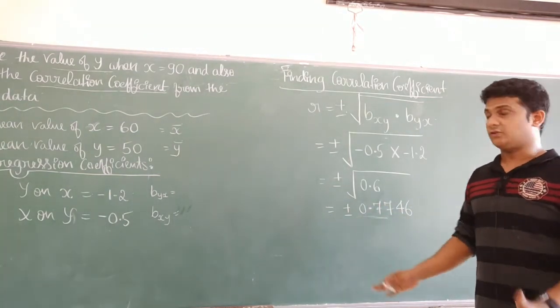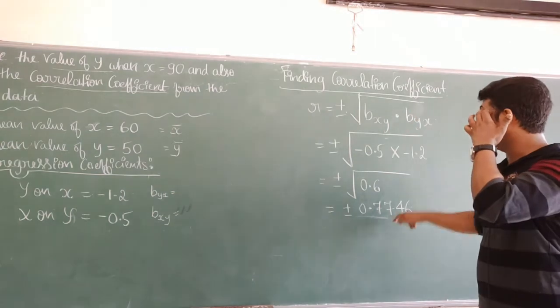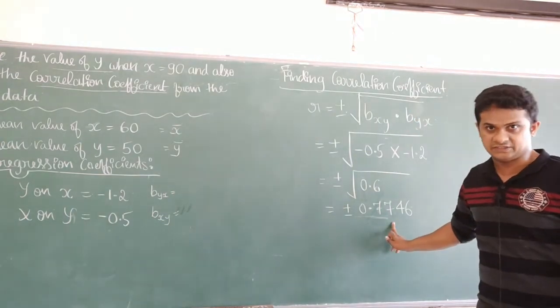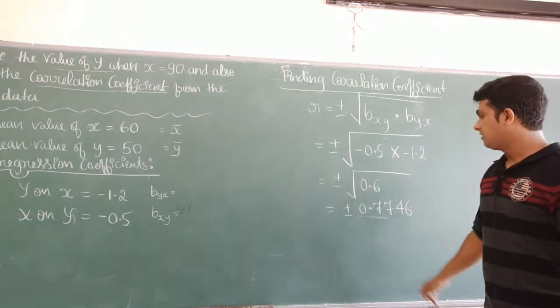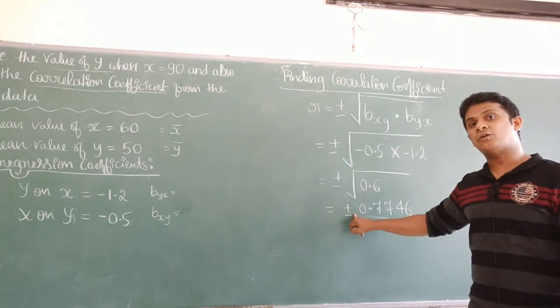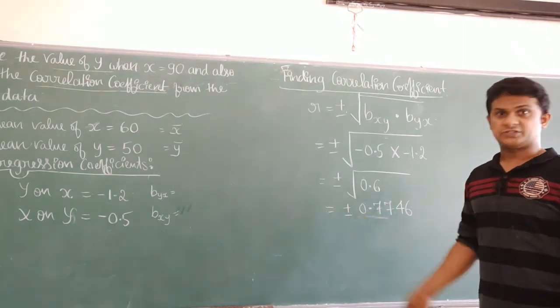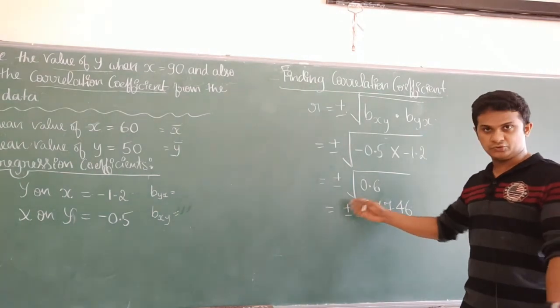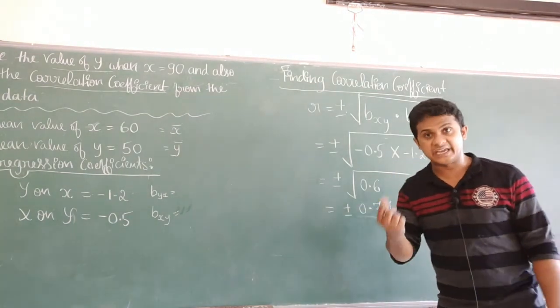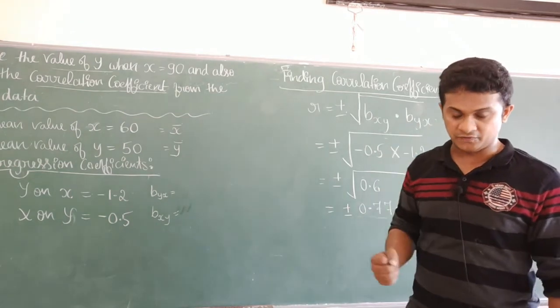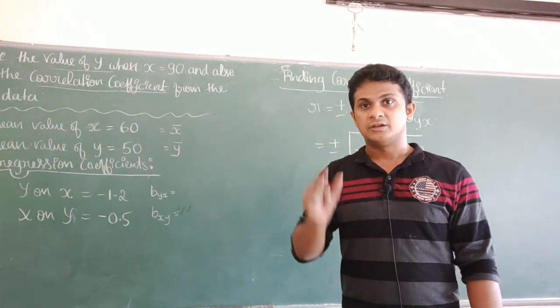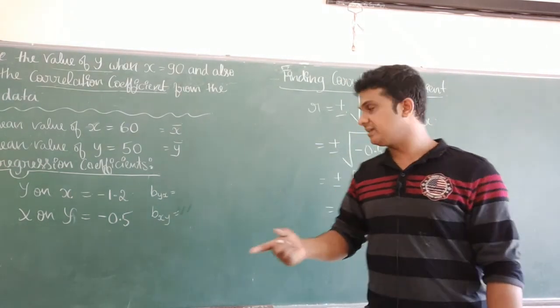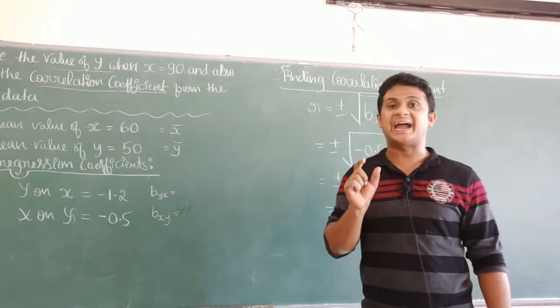So still we have not completed our solution, though we have got the value as 0.7746, because now we have to decide the sign of the correlation coefficient. Deciding the sign of the correlation is not as easy as it appears, because we will be using another property of regression coefficients, where it says the correlation coefficient and the regression coefficients will have identical sign.